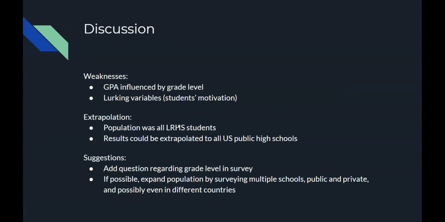If this were to be replicated, we'd recommend adding a question to the survey asking what grade level respondents are in, and then using that to create a scatter plot with 4 different colors, each color being a different grade level, and we believe that that would show more accurate results and more correlation between the two variables. And then, if possible, the population and the extrapolated population could be expanded by surveying multiple schools, like public and private, or even from different countries, to expand the population that this would be useful for.